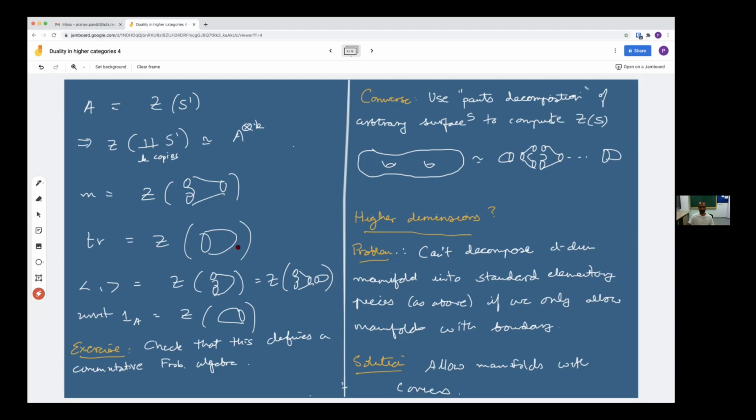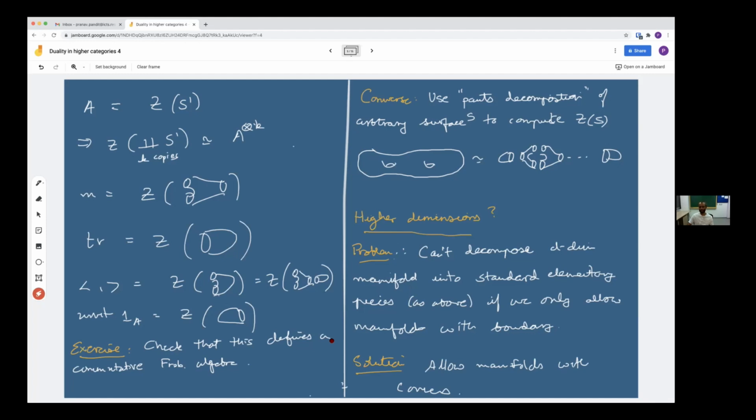The trace is Z of this cap, which is a map from Z of S1 to Z of the empty manifold, which is K. And the trace is Z of this guy. And the fact that the trace is related to the inner product by the formula I wrote down earlier is the fact that you can factorize this in the cobordism category as this composition. Okay. And the unit is Z of this one. So one direction of this theorem that I just wrote on the previous slide is easy to check, and that's an exercise to check that this defines a commutative Frobenius algebra.